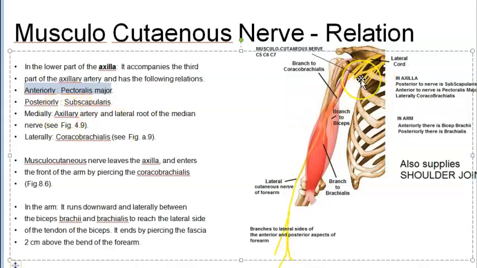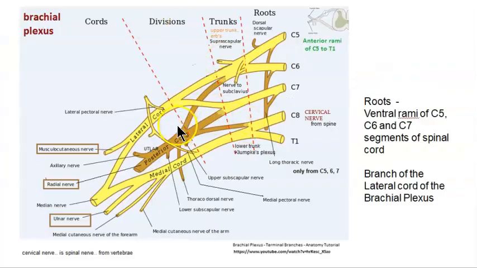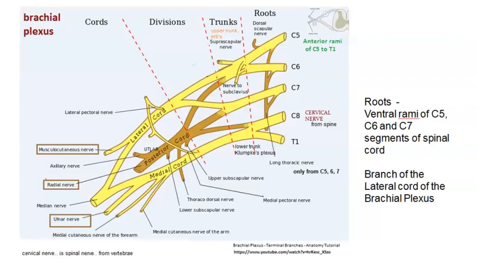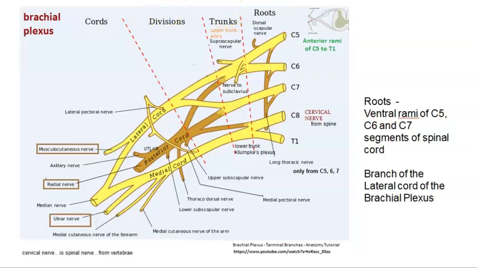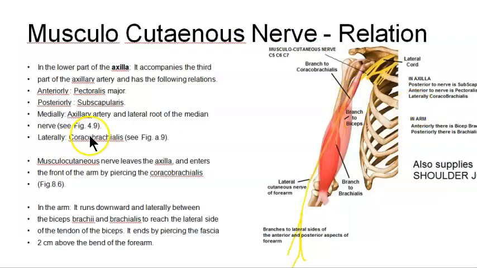Medially, what do you have? Medially, you should not forget, you already know it, axillary artery. And medially, you have the median nerve, which you can see here. Where is the median nerve? Here. This is the musculocutaneous nerve. Medially, what do you have? Median nerve. All this is happening in the axilla, remember. We are not talking about a relationship elsewhere. We are talking about the relationship in the axilla. And laterally, you have the coracobrachialis.